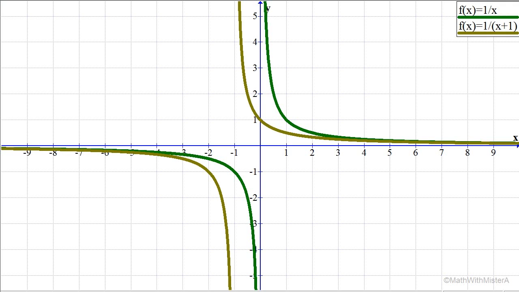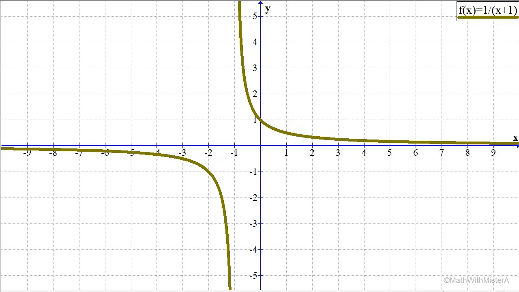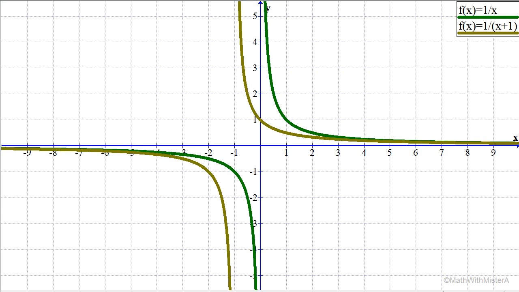So this change of adding or subtracting a constant, now so far we've just looked at adding, we've seen that adding a constant shifted the graph to the left. Again, just to show it to you again, there's the base function, shifting it left 1 unit and comparing it back to the original.